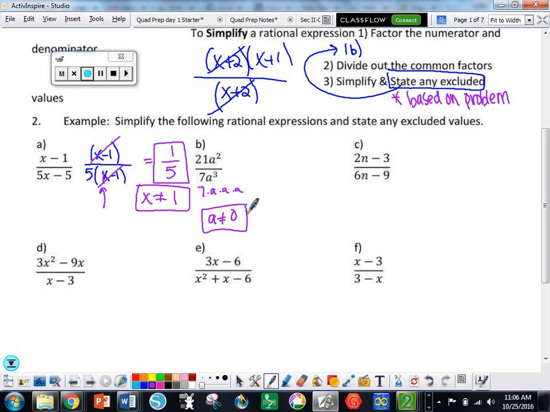That's the first part. That's the list of any excluded values. Now looking at the simplifying. They're already kind of factored, right? There's no quadratic weird thing. Looking at the numbers, the 7 and the 21. Divide by 7, you get a 3. Okay? What about the A's? I've got 2 A's on top and 3 A's on bottom. What happens? They cancel. So I have 1 A left. Will the A be on top or on bottom?